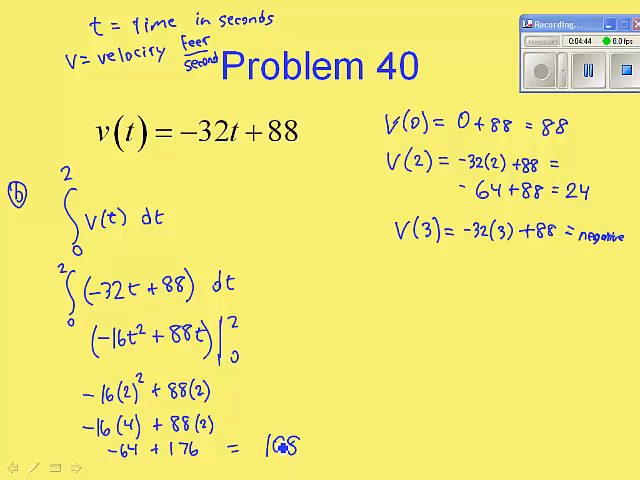What are the units? 108 what? Not feet per second. Velocity was in feet per second. Why is it just feet? Because this is travel and velocity is the rate. So this is the total distance traveled in feet. That's right. This is a rate function in feet per second.